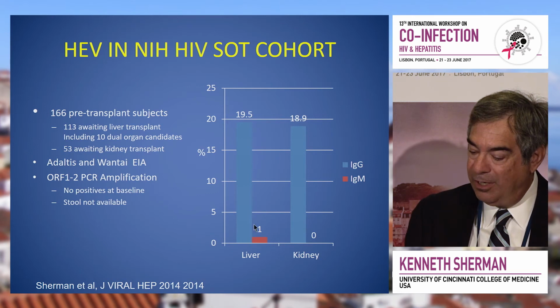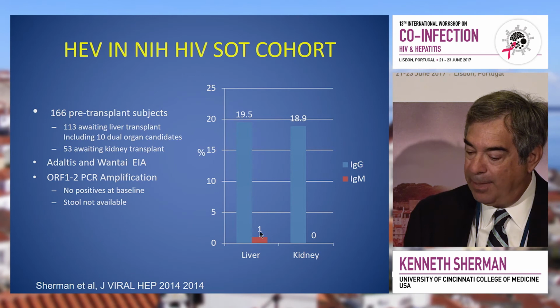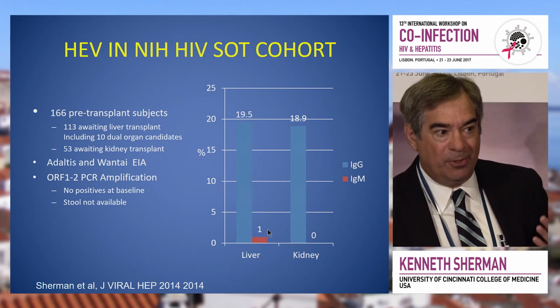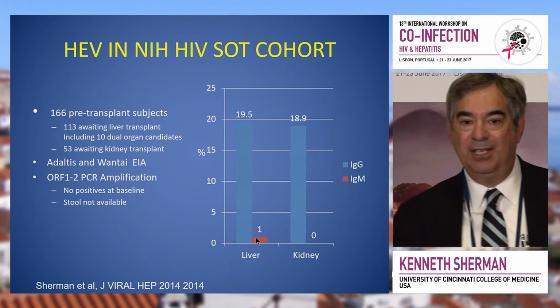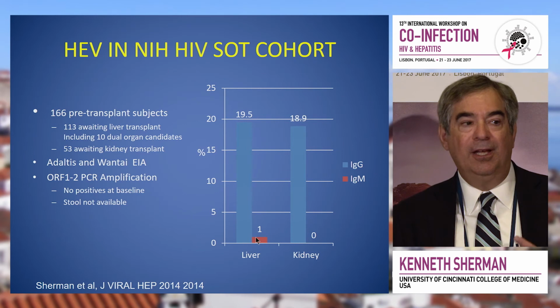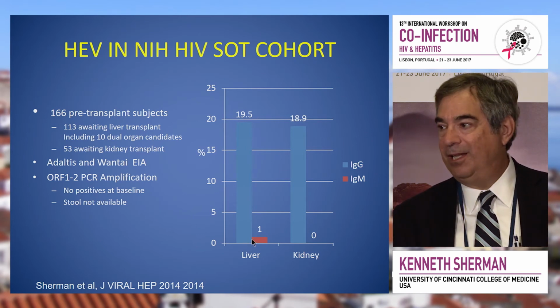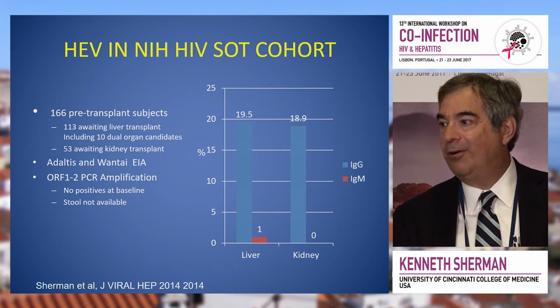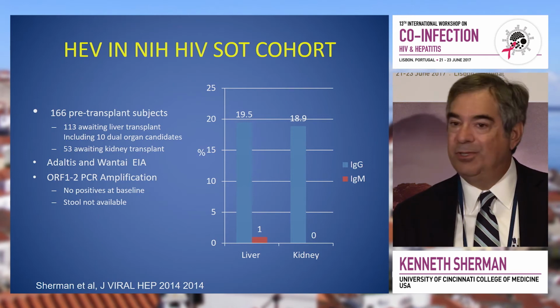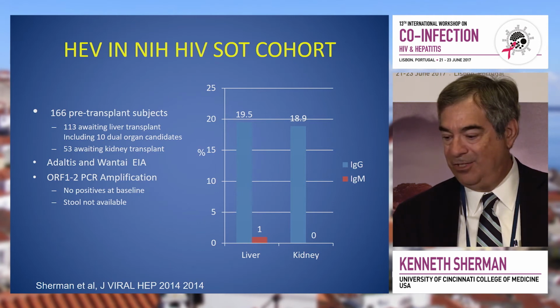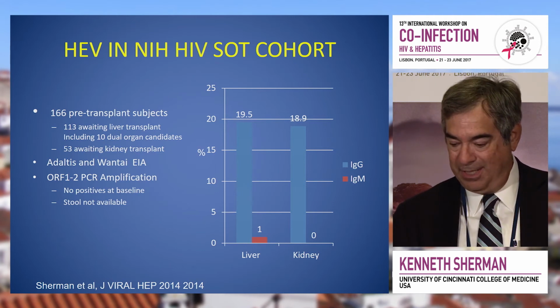In the liver group, 1% were definitively IgM positive, and several more were possible, suggesting that in the liver group, some of the patients on the transplant list were there because of an acute on chronic decompensation. Most of them had other known liver diseases in the setting of HIV, particularly Hep C, some with Hep B.